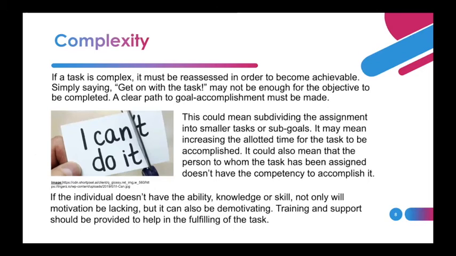Complexity. If a task is complex, it must be reassessed in order to become achievable. Simply saying get on with the task may not be enough for the objective to be completed. A clear path to goal accomplishment must be made. This could mean subdividing the assignment into smaller tasks or sub-goals. It may mean increasing the allotted time for the task to be accomplished.